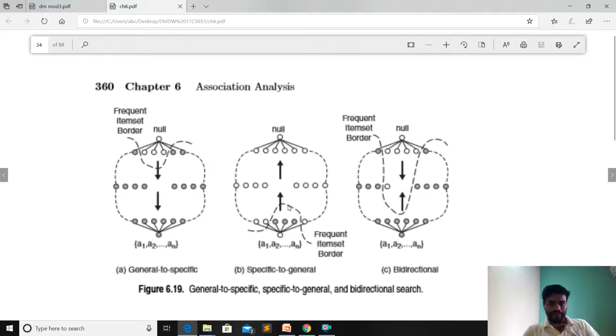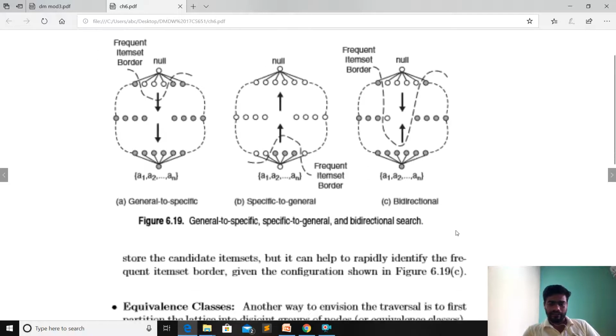Now for the same example, if I draw the frequent item set border from the bottom of the lattice structure, these 3 represent the frequent item sets, whereas the rest represent non-frequent item sets. Now if I draw a frequent item set border bidirectionally, from the top as well as from the bottom, the clear dots and the dark circles are infrequent item sets. From both sides, from the up direction as well as from the bottom direction, we are considering the count and calculating the frequent item sets. This is another method.